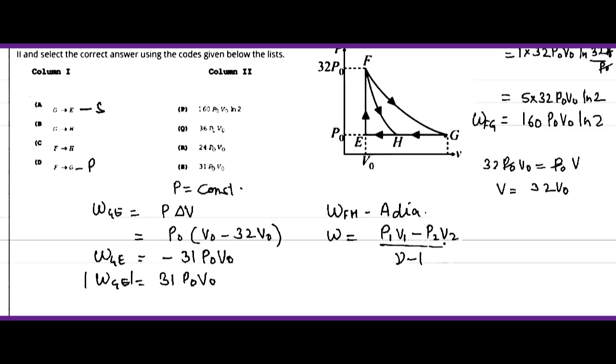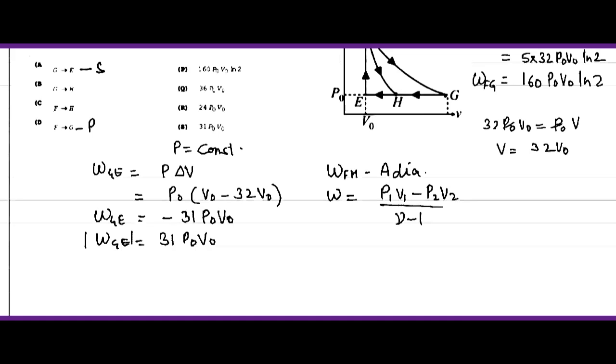Now you can see that we know P1 and P2, and we know V1, but we don't know V2. So first we need to find out V2, that is, what is the volume here. So let us apply the adiabatic relation between points F and H. So how do we apply? We know that P1 V1 to the power gamma is equal to P2 V2 to the power gamma.